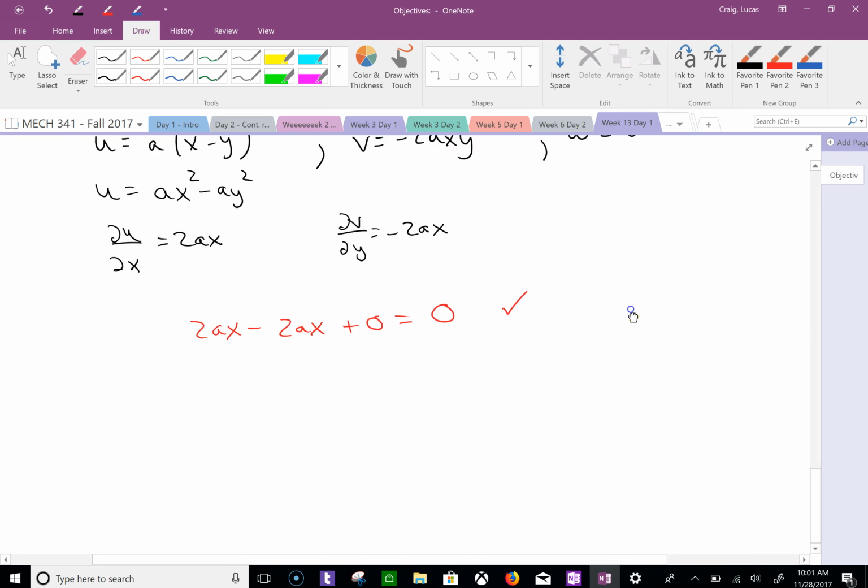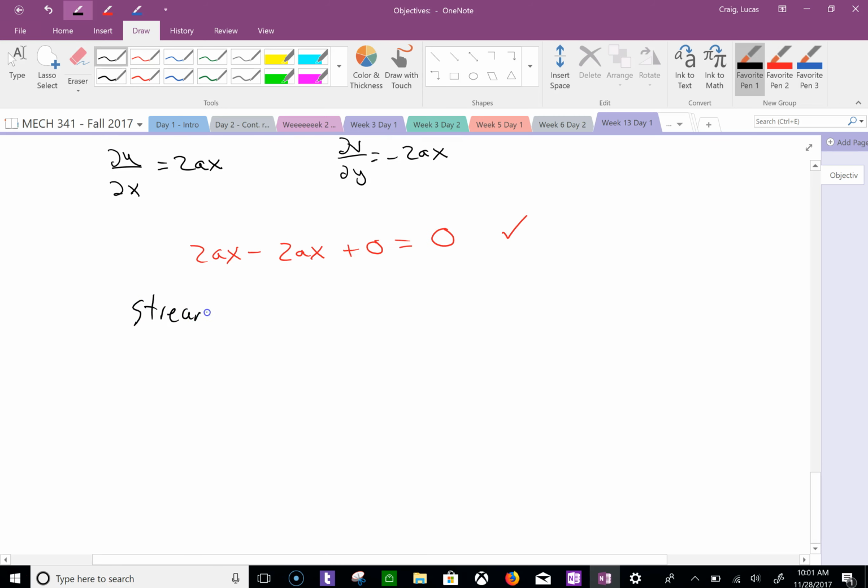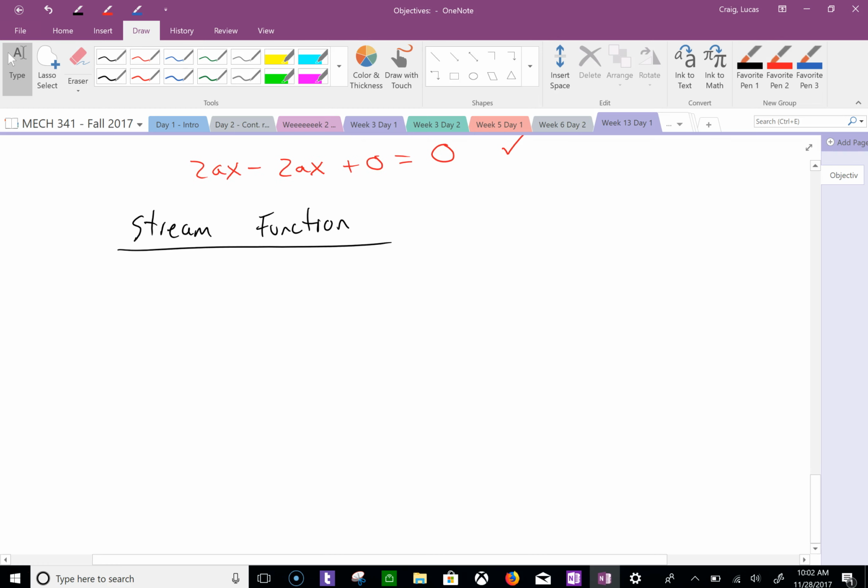Okay, let's talk about the stream function. Very similar to stuff we talked about before, the stream function is an easy way to get streamlines, and we plot them. It's a simpler way than doing the old way. So what we're going to do is look at 2D incompressible flow. The conservation of mass in differential form is this.